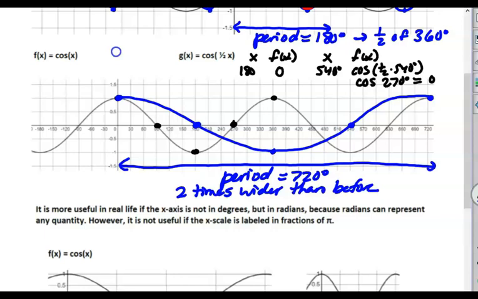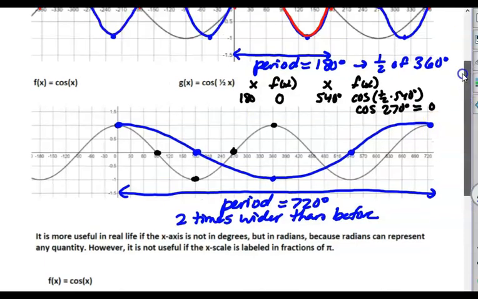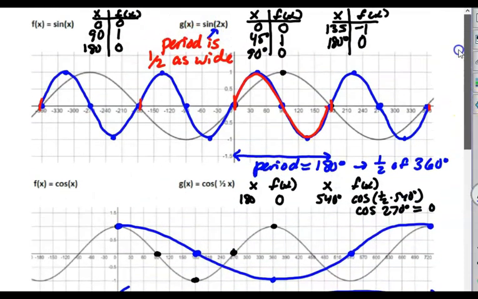So this affects the period. Multiplying inside of the function affects the period. And it does the opposite of what we would think. So remember, anything inside the function does the opposite of what it looks like. So you multiply by 1/2 or divide by 2, the period gets 2 times wider. If you multiply by 2 inside the function, the period is half as big.